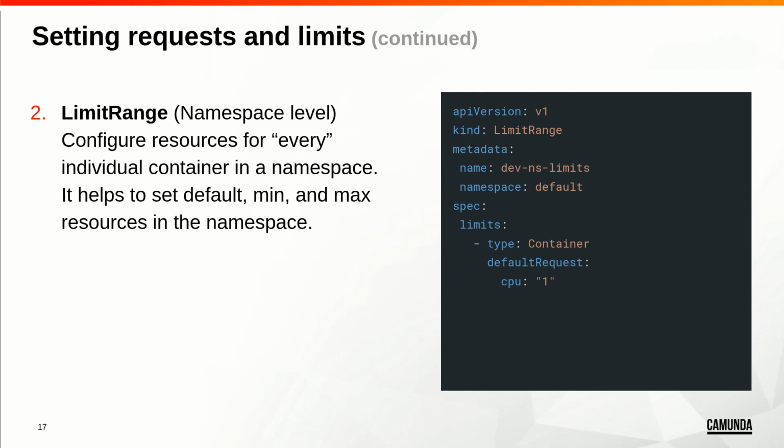Please remember that LimitRange is applied to every single container in this namespace. That means if you set the default CPU to 1 and created 10 containers, then you will have 10 CPUs used by default. It's pretty useful for policy enforcement, especially in clusters with multi-tenancy.